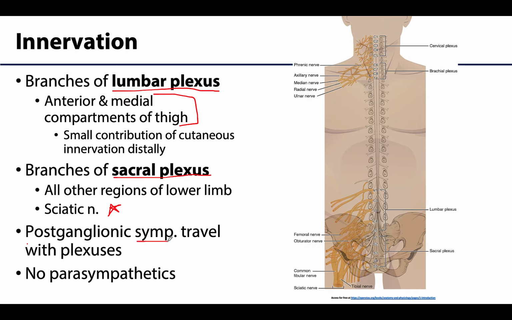We need those sympathetics in order to serve roles in vasoconstriction and initiating secretion of sweat. So those sympathetics do make their way to the limbs, but the parasympathetics do not. Which makes sense when you think about the role parasympathetics play. That has very little to do with the limbs.